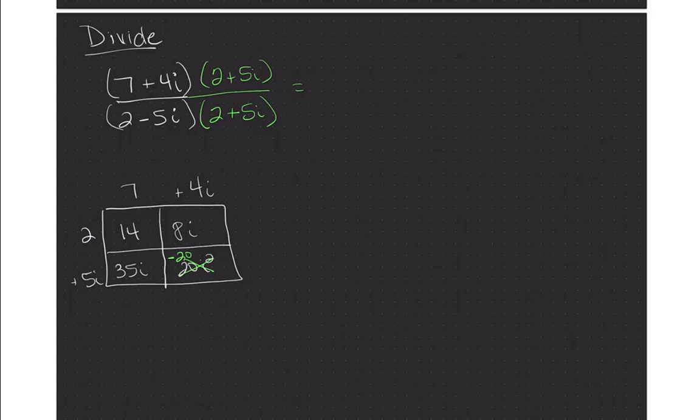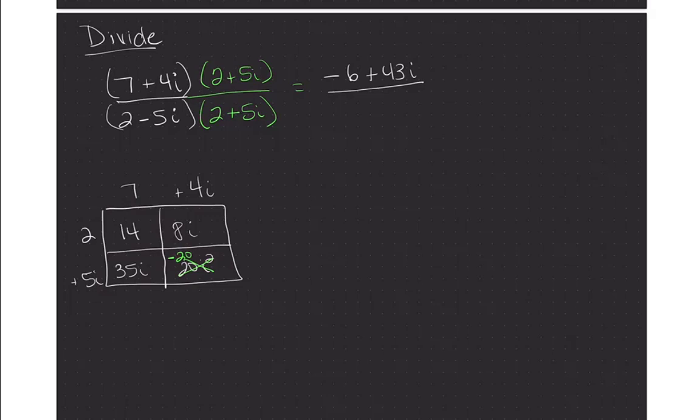Now I'm going to combine my like terms. I've got these two, 14 minus 20. That's going to give me negative 6. And then how many i's do I have? 8 plus 35, that's 43 of them, plus 43i. So I've got my top.